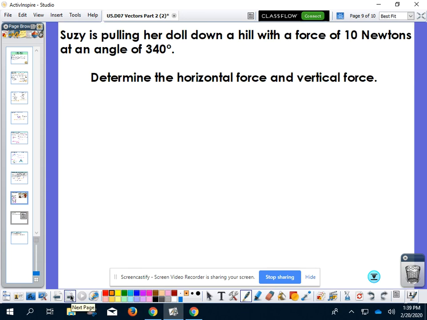A third example would be with Susie pulling her doll down a hill with a force of 10 newtons at an angle of 340 degrees. So that direction angle would be all the way over in the fourth quadrant, and the length of that vector would be 10 newtons, so to speak.